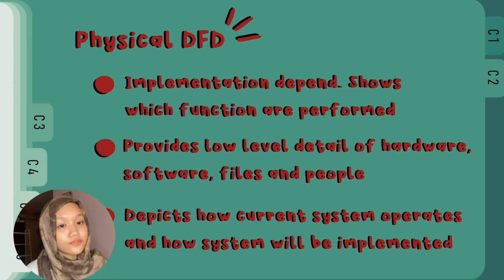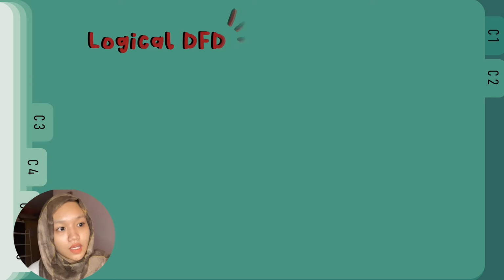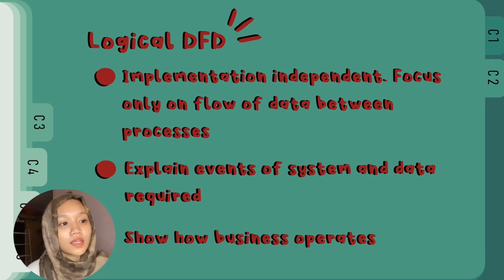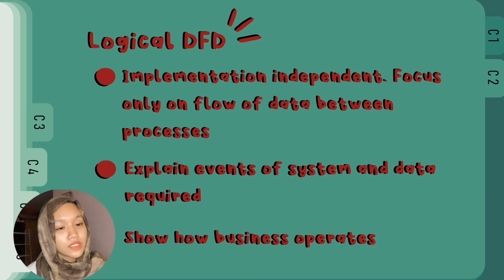Did you know there are two different types of DFD? The first is the physical DFD, which is implementation dependent, shows which functions are performed, and provides low level detail of hardware, software, files, and people. This depicts how the current system operates and how the system will be implemented. And then there is the logical DFD, which is implementation independent, focuses only on the flow of data between processes, explains the events of the system and data records, and shows how the business operates.